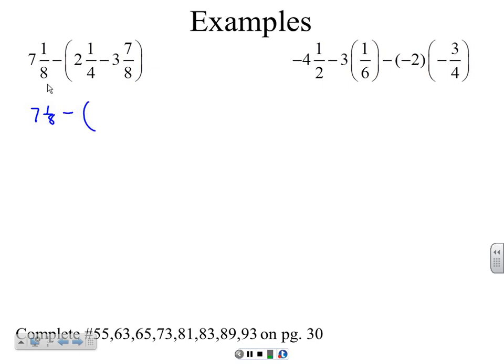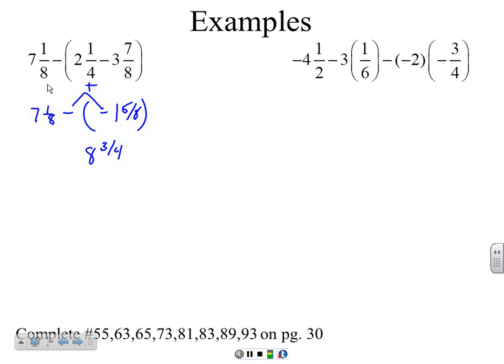So in the calculator you can type in 2 1/4 minus 3 7/8, and you're going to come up with negative 1 5/8. And then, of course, you know that the double negatives go to plus, so I'm actually going to add 7 1/8 plus 1 5/8, which is going to be 8 3/4. And again, if you don't know how to do fractions in your calculator, bring your calculator into class and I'll show you how to do that.